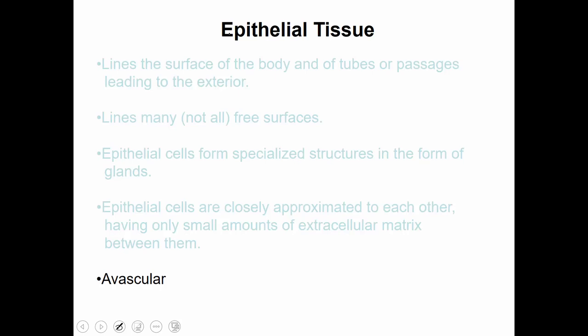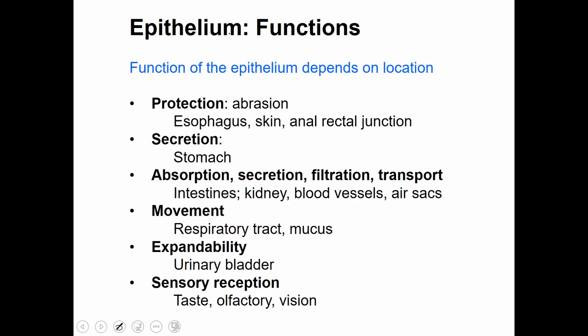And epithelial tissue is avascular. So we keep coming back to that. Functions of epithelial tissue, well, that depends on location. Would I memorize this list? I want you to understand it. Makes sense, right? Protection: skin, abrasion, esophagus, anorectal junction. Stomach, secretion, absorption: kidneys, intestines, and so forth. Movement: respiratory tract, we'll talk about that.